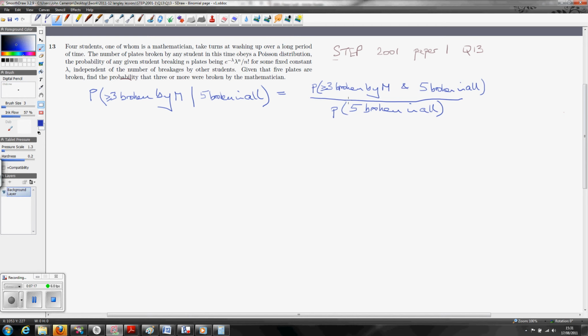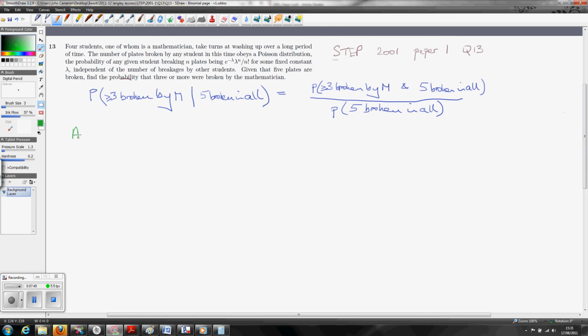So to solve this, I need to work out the numerator and the denominator of this and divide one by the other, and that will give me the solution. So to do this, let's work on the denominator first. For the denominator, I want to know the probability that these 4 people sharing this flat break exactly 5. And to do this, it really helps if you know a little bit more about the Poisson distribution.